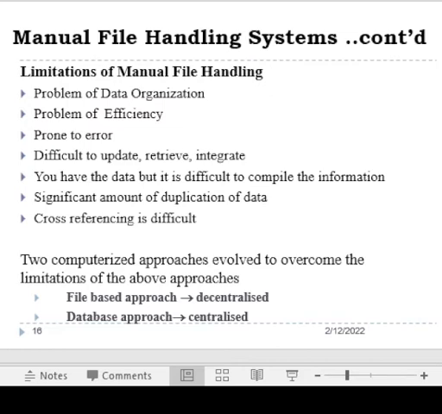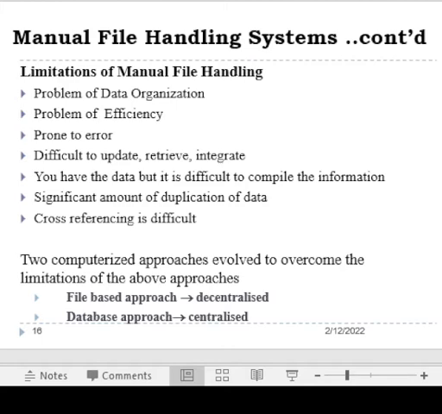And also it is prone to error. The manual file handling system is prone to error because of labeling; sometimes we wrongly put the data in an unstructured way. For example, if you want to put the Ababe record in the Ababe file, we may wrongly put it in another file. This means it is prone to error.